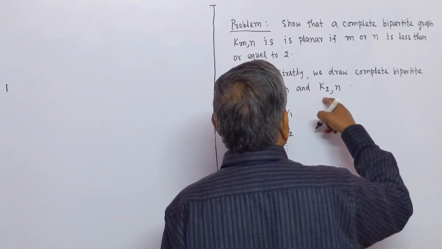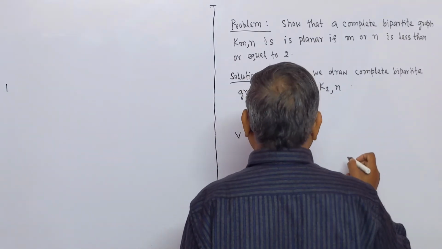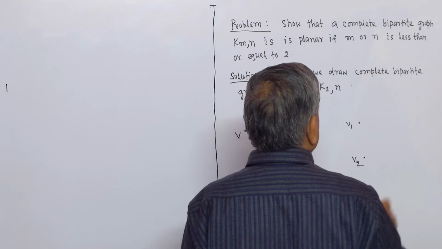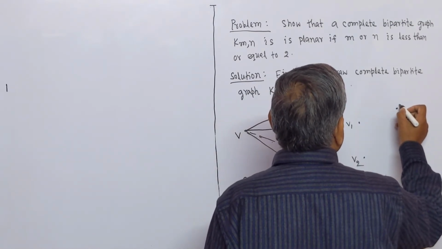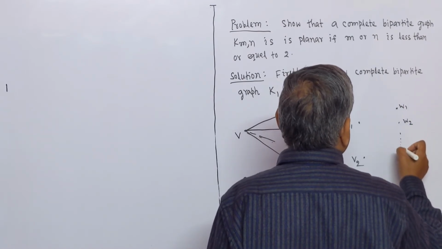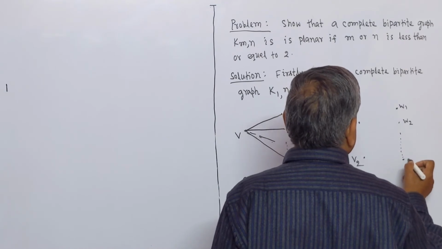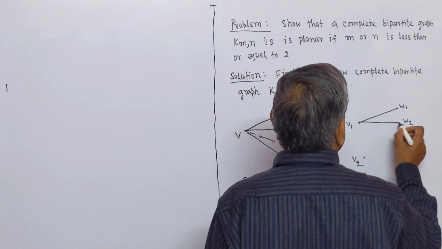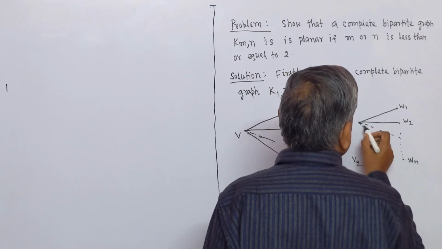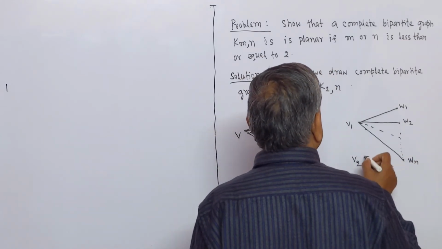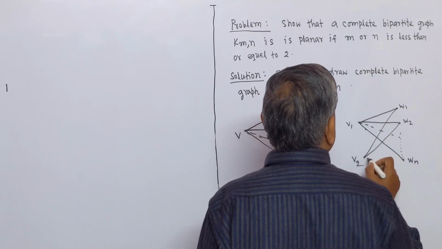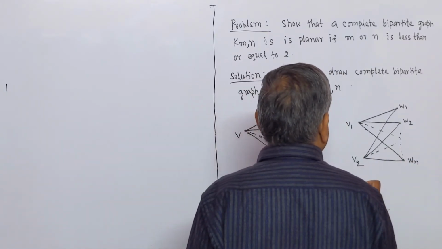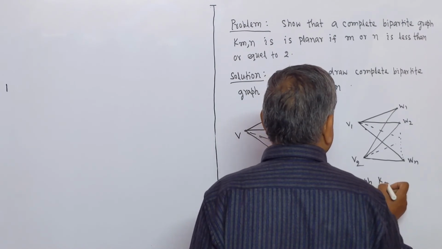And now we draw the complete bipartite graph K2n. Here we take two vertices V1 and V2, and this side we take n vertices W1, W2, Wn. We connect V1 with W1, W2, Wn, and also connect V2 with W1, W2, Wn. This is graph K2n.